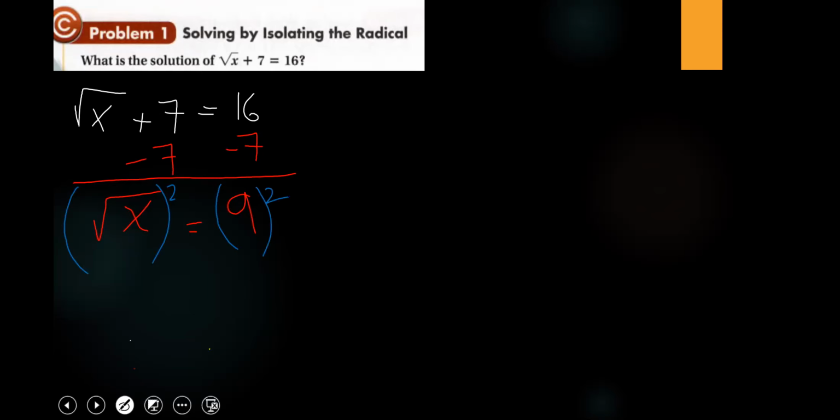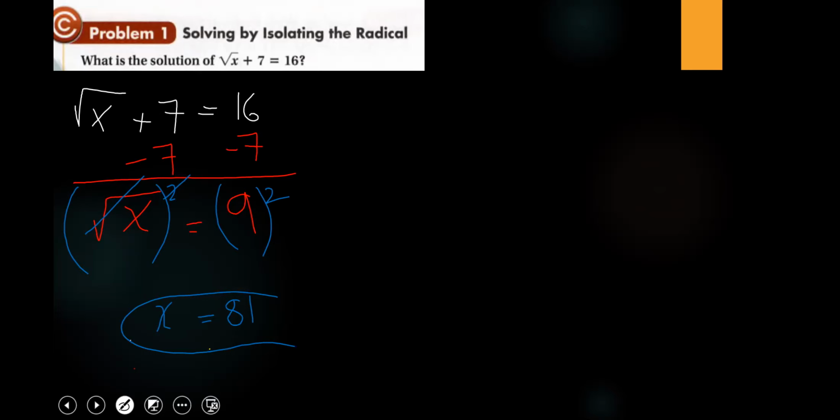Then the square cancels the square root. So what did we have? We have x equals 9 squared, which is 81. So the solution here is 81.